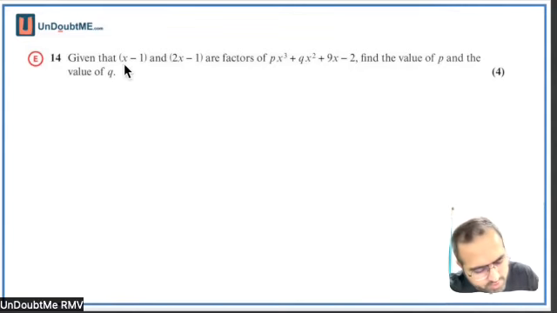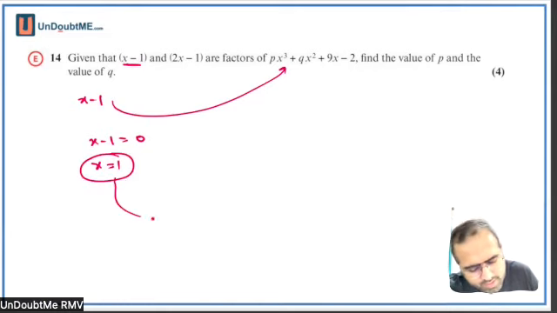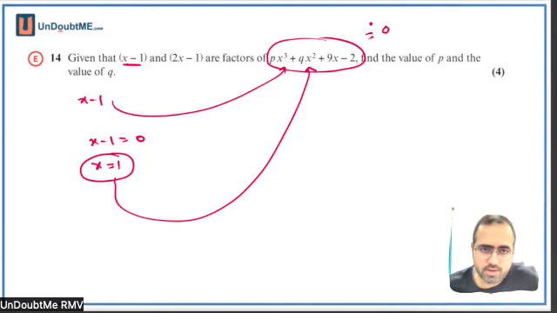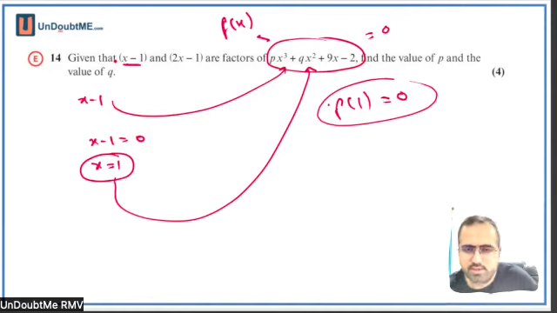Whenever, for example, over here x minus 1 is given. So if x minus 1 is a factor of this, then when you equate x minus 1 to 0, you will get x is equal to 1, and x is equal to 1 will make this whole polynomial equal to 0. That is the meaning of factor. So in short, if this polynomial is, let's say, some f(x), then f(1) will be equal to 0 if x minus 1 is a factor.